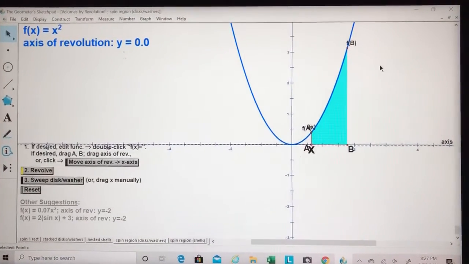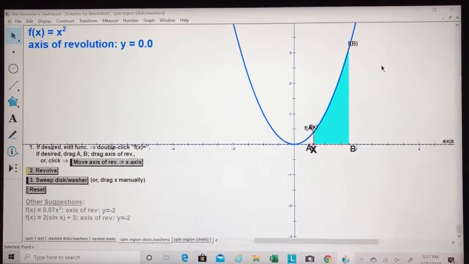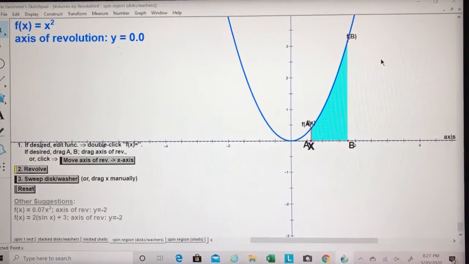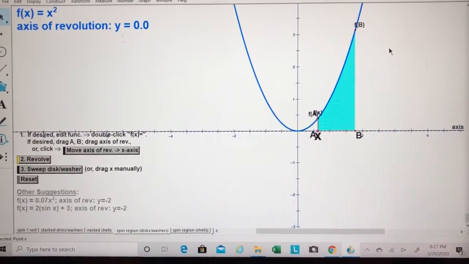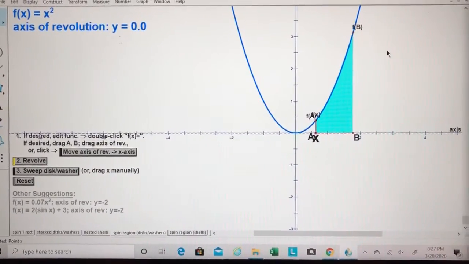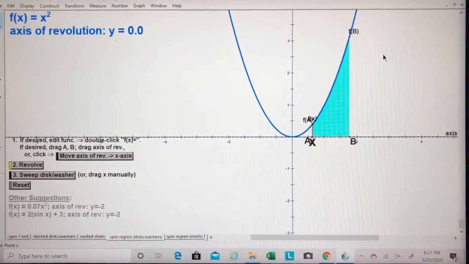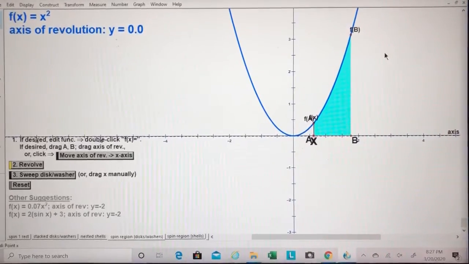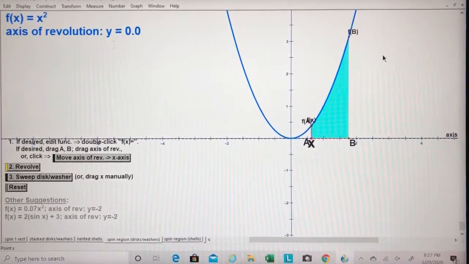In section 7.2, we're going to take some time and find the volume of a figure that we're going to revolve around either the x or the y-axis. So in this video, I want to spend a little bit of time looking at what these figures are going to look like and how we may be able to develop a formula.